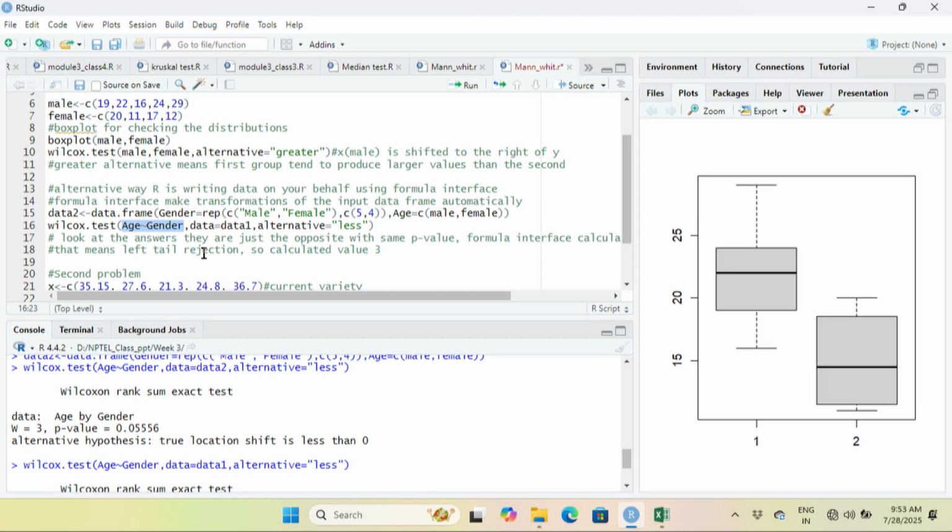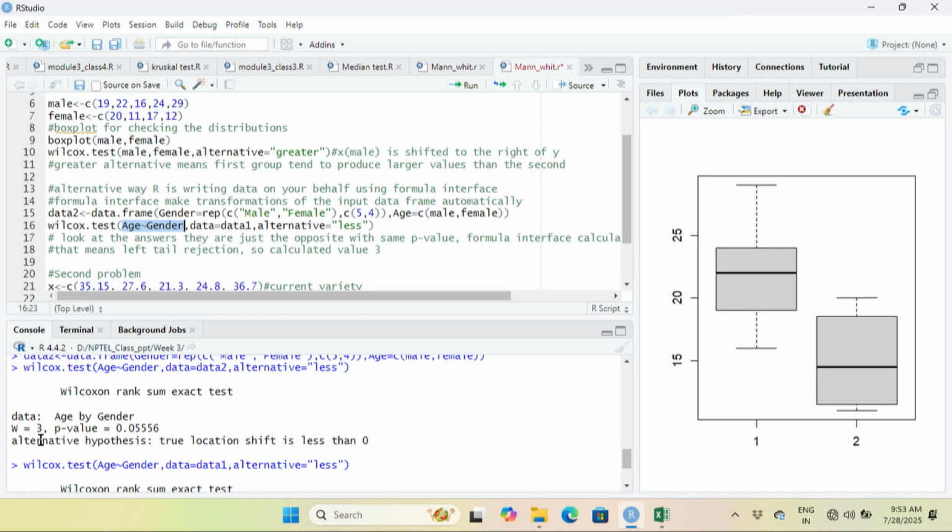So everything I have put as a comment, whatever I am saying, put as a comment here. So don't get confused by having two W's. One is W equal to 17 and another is W equal to 3. Moreover, you are already aware what the total U plus U prime will be. Earlier I taught you U plus U prime is M into N. What is M? M is the number of observations in male, so that is 5 and N is 4. So M into N is 5 into 4, 20.